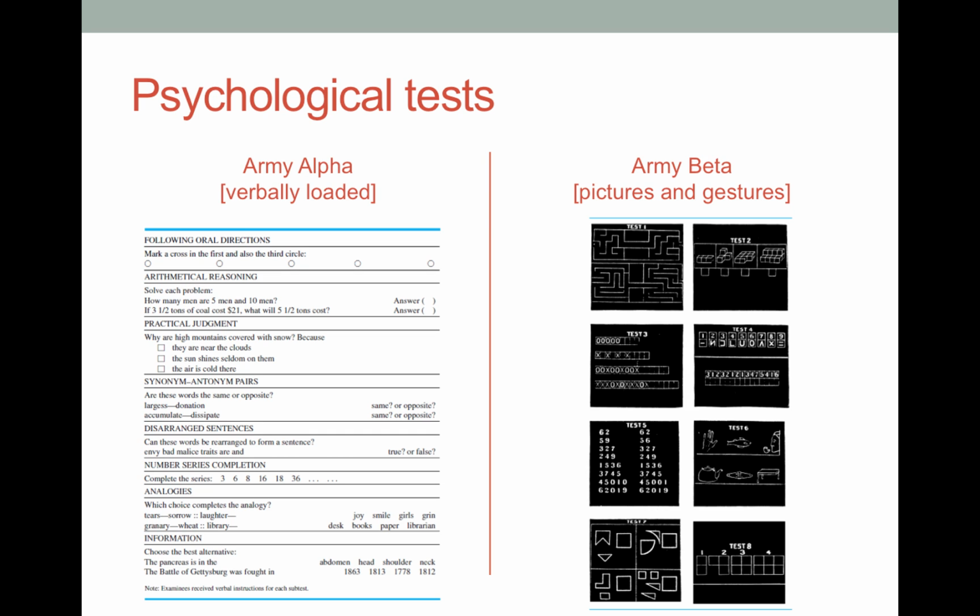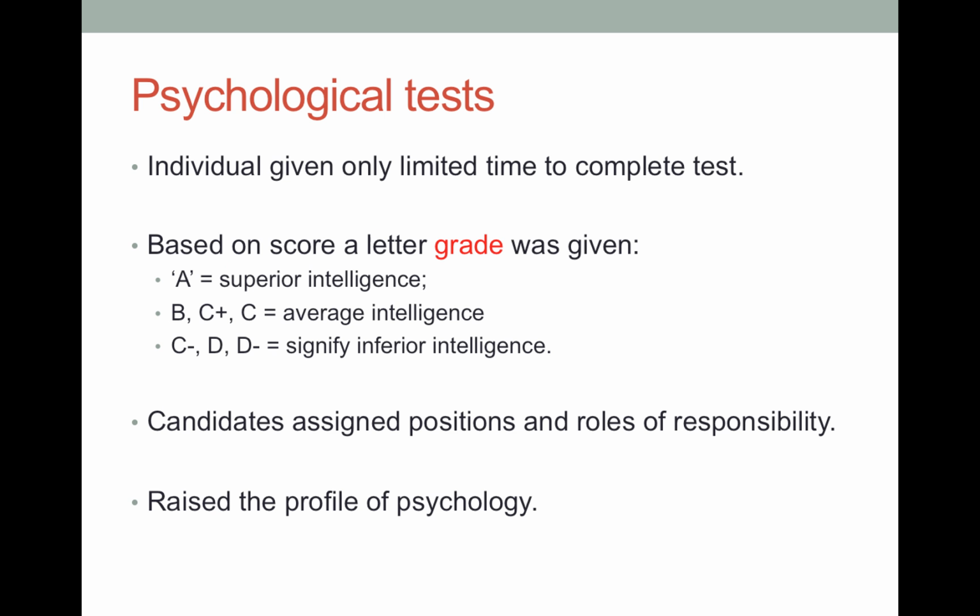This could be rather confusing to the recruits who had perhaps never come across these sorts of tests before, and they might not have been able to see or hear the examiner very well. Remember that they were getting tested alongside many others. In both the Alpha and Beta tests, the individual was given only a limited amount of time to complete the test, and based on the score obtained, a letter grade was given. A suggested superior intelligence. B, C plus and C meant average intelligence, and C minus, D and D minus were considered to signify inferior intelligence.